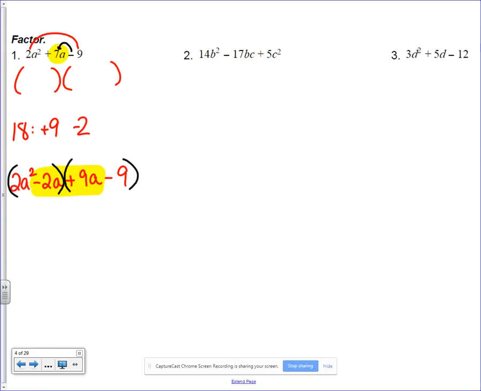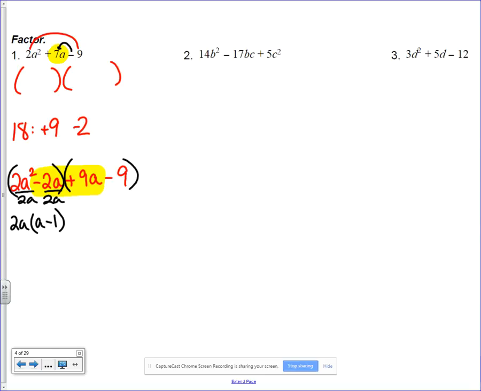A 2 and an a. So I'm going to divide them both by 2a. The 2a goes out front. What's left if you take out 2a? A minus... What's negative 2 divided by 2? 1. And the a's cancel, don't they? So this will be minus 1.